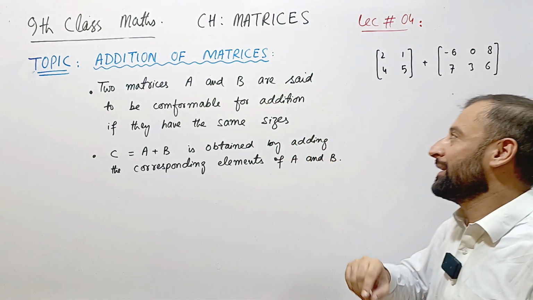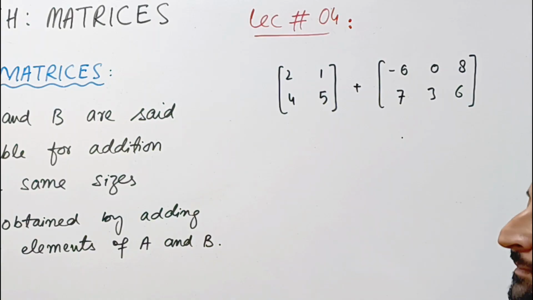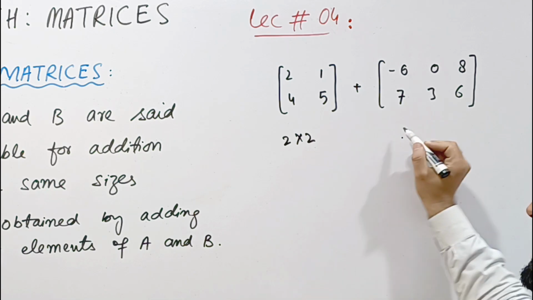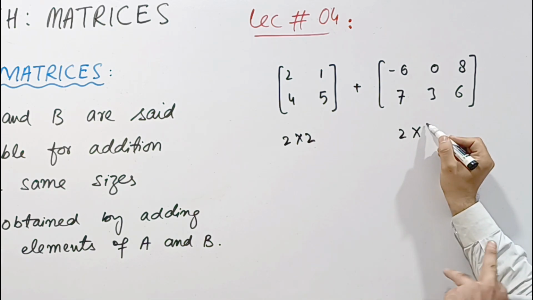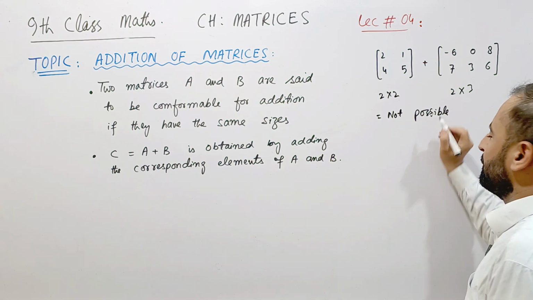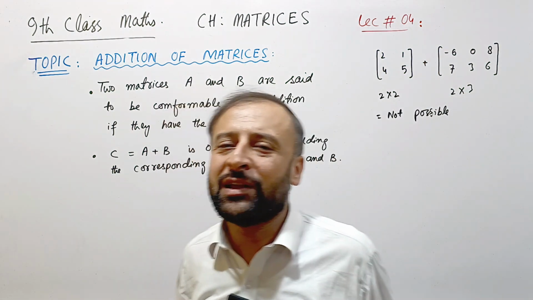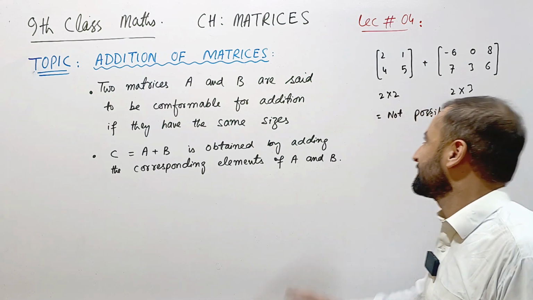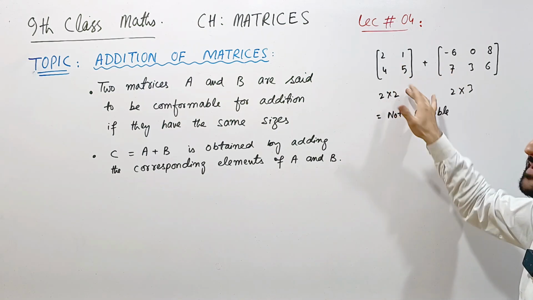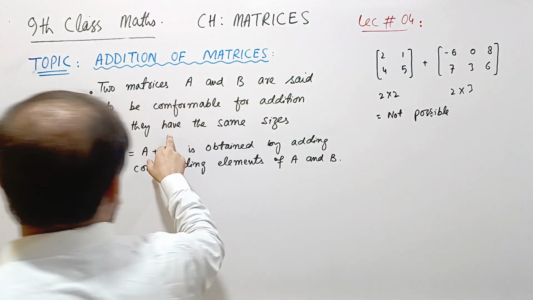If somebody tells me what will be the answer of these two, and it means add them, I will say, since it is a 2 by 2 matrix, and it is a 2 by 3 matrix having 2 rows and 3 columns, it is not possible because they have different sizes. I have given you the idea of size in the previous lectures. It has size 2 by 2, it has size 2 by 3. We can't add two matrices having different sizes. This is the condition that they must have the same size.